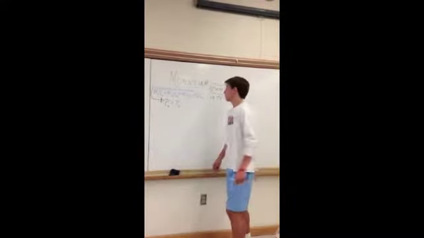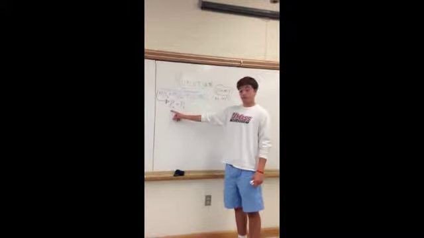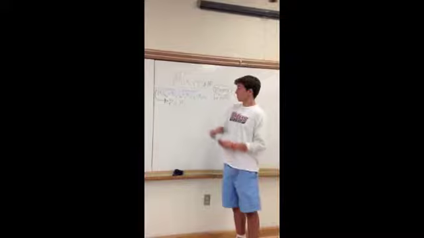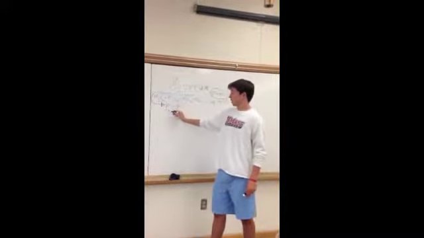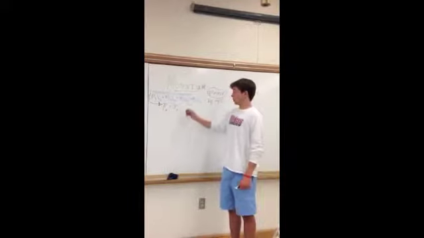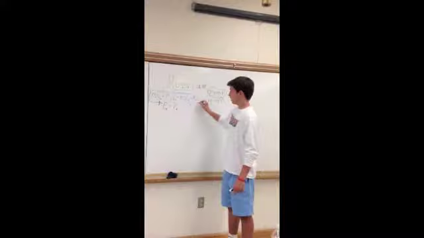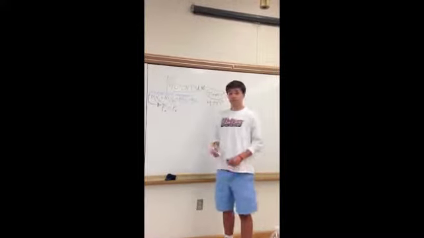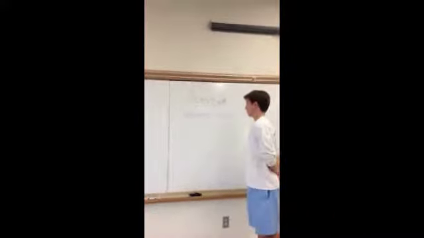To add on to the conservation of momentum, the total momentum before the collision, which is this whole equation right here, symbolized by p naught, is equivalent to the total momentum after the collision, which is this equation right here, and is symbolized by p final. There are two types of collisions, inelastic and elastic.